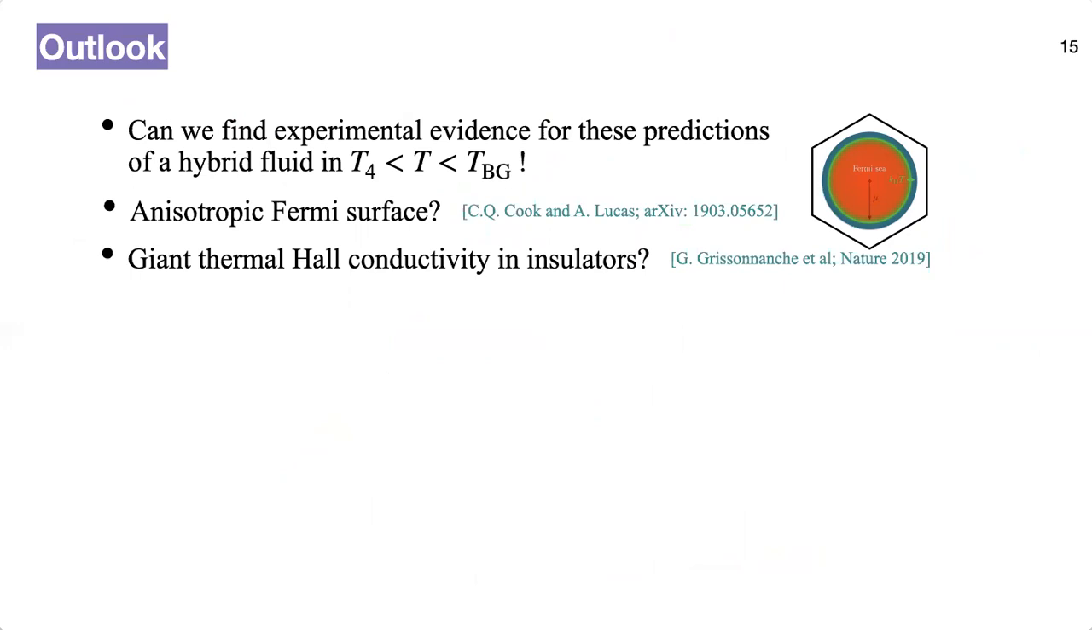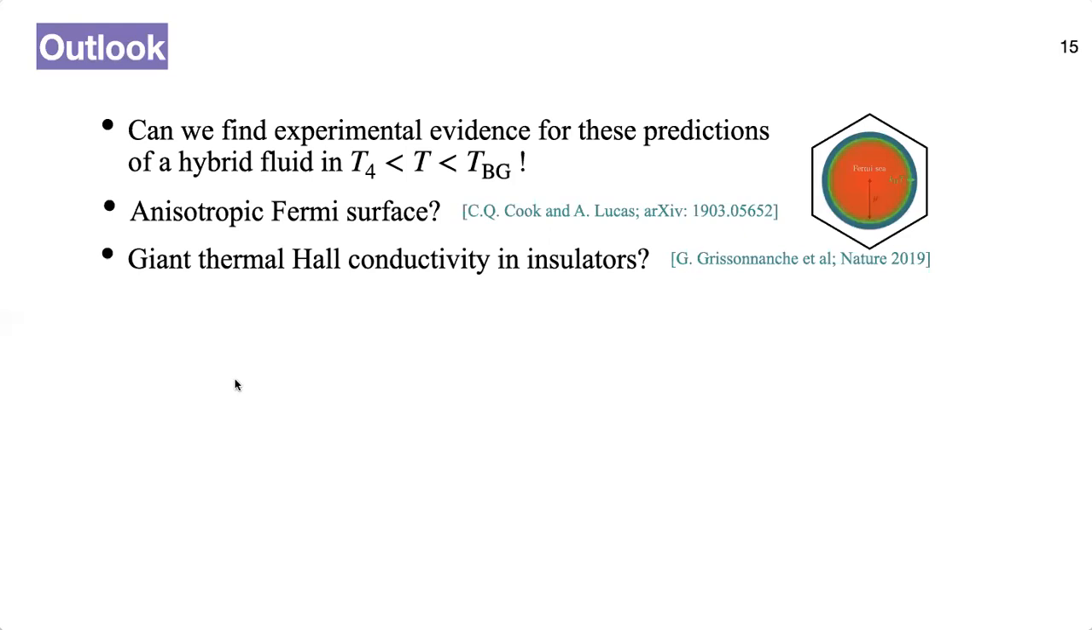Second, since we are only considering an isotropic Fermi surface, for the real material experiment, the Fermi surface cannot be purely isotropic. There is some anisotropic thing happening there. So it might be interesting to incorporate our theory into an anisotropic Fermi surface.